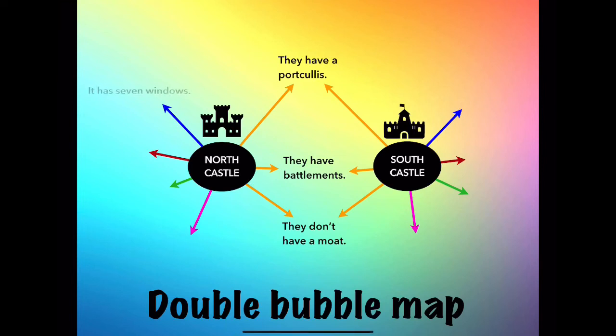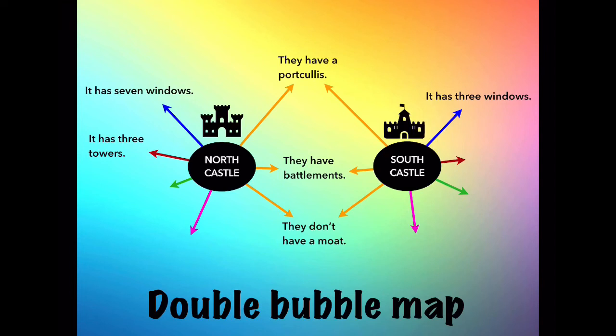Okay? Now let's think and have a look at the things that they have different. Let's start with a blue arrow. Remember, it was about the windows. The North Castle had 7 windows, and the South Castle had 3. With the red color, we had the towers. So the North Castle has 3 towers, and the South Castle only has 1.